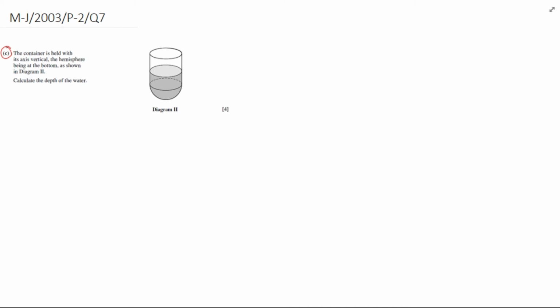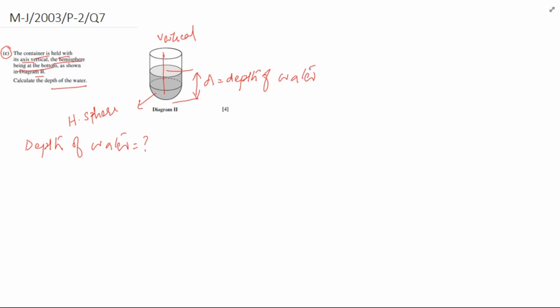Part C. The container is held with its axis vertical as shown, the hemisphere being at the bottom. Calculate the depth of water. What is the depth of water? Here in the figure, let D be the depth of water. Here R is the radius of the hemisphere, and R is also the depth of water contained in the hemisphere, equal to 9 cm. Let H be the height of the cylinder.